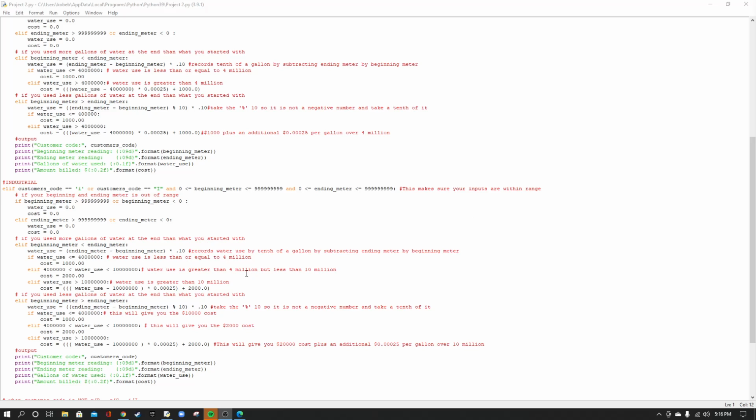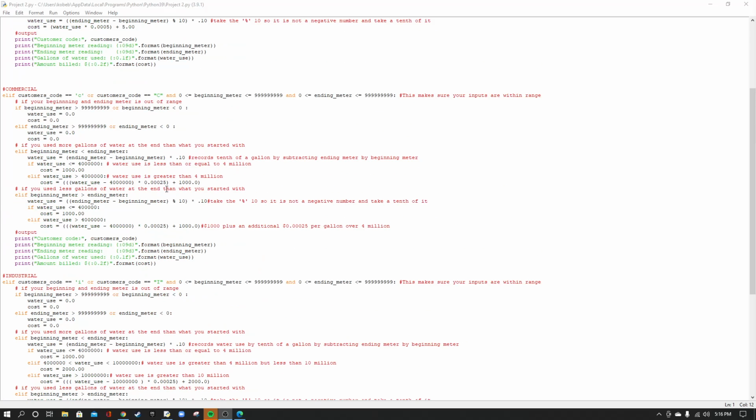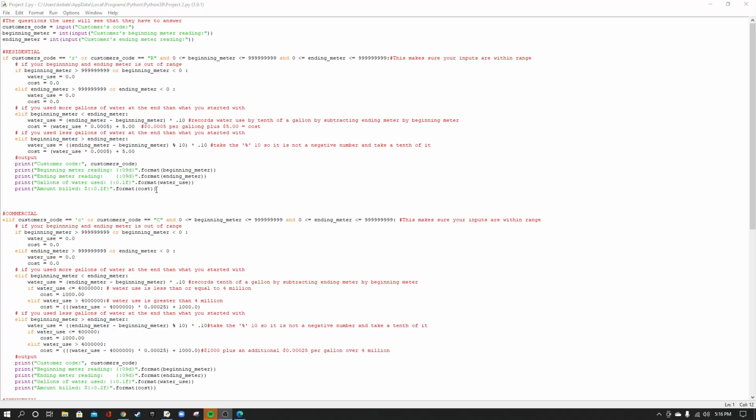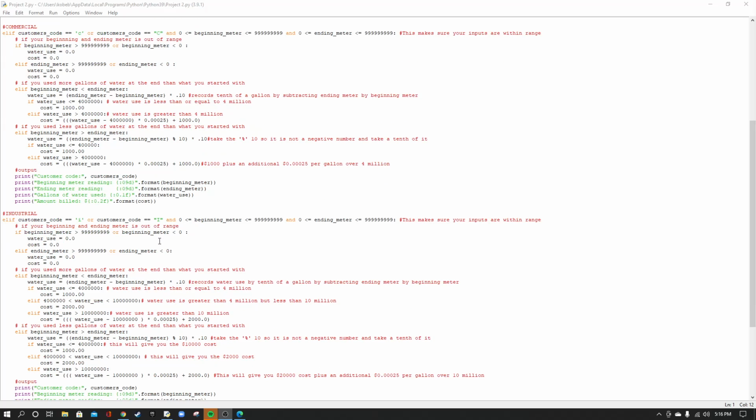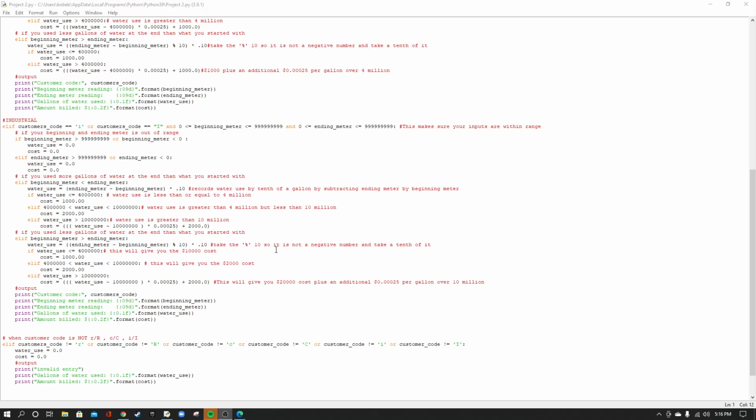There's also another scenario where a user will not put in an R and will not put in a C, but will put in an I. If that's the case, then we go to another if statement. So if a customer puts in a lowercase i or an uppercase I, and the beginning meter and ending meter are within range, then we go on to the next statement.